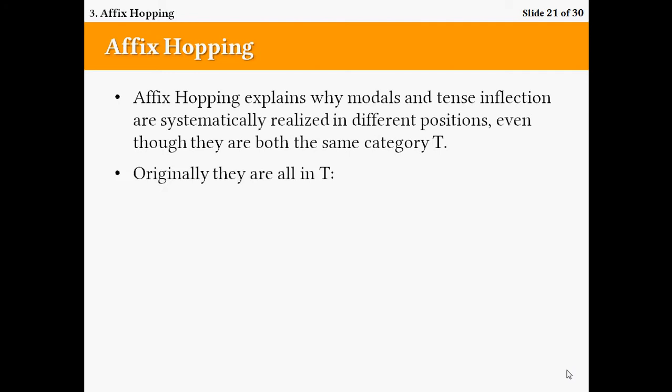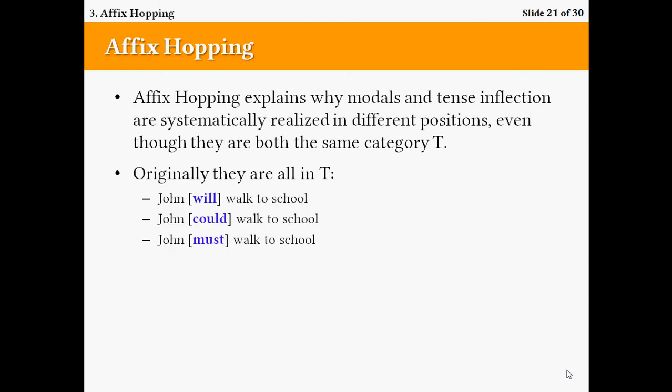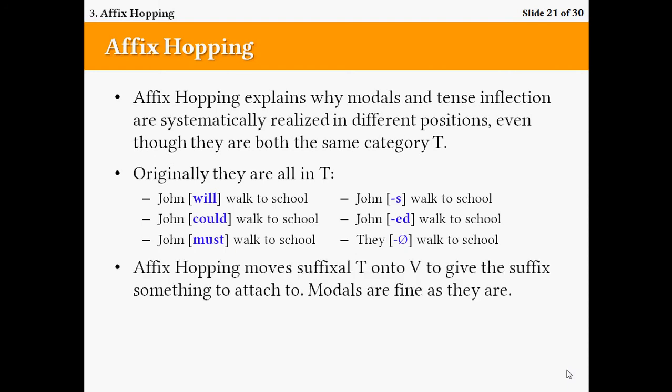So originally, underlyingly, they're all in T. They all belong to the category T, and they're all occupying the T position in the structure. When it's a modal, John will, John could, John must, the modal is in T. When T is tense, same thing: John present S walk to school, John past ED walk to school, they present null walk to school. Underlyingly, it's exactly the same structure. You put T in the same place, regardless of whether it's a modal or a suffix.